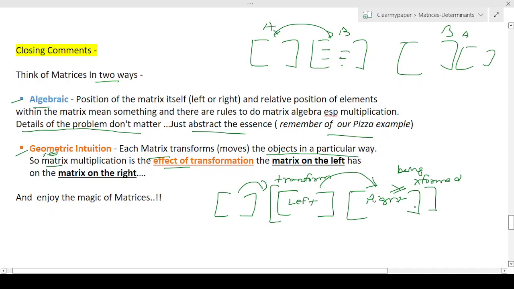So that's all I wanted to leave, and this, I promise, kind of ends the matrix multiplication, talking about the concept and abstraction and intuition, guys. Okay, so enjoy the magic of matrix.